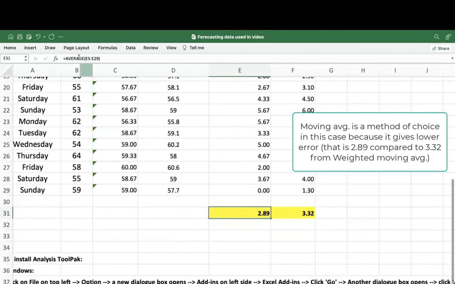And where are actual values? Actual values are in column B. So this is the way we choose which type of technique to use.